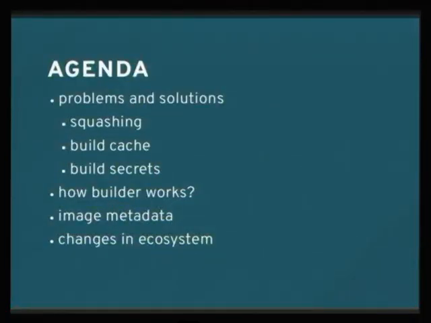So here's the agenda. I would like to show some problems with Docker images, then show you why it is a problem and how to solve it. We'll cover squashing layers. If you don't know what layers are, we'll get to it. We'll also talk about invalidating build cache, which can be a real pain sometimes. We'll also cover secrets, which you would like to use during build, but you don't want them being exposed in the final image. But the first thing I will talk about is how Builder works. Then we'll talk about image metadata. And finally, a controversial topic: the changes in the Docker ecosystem.